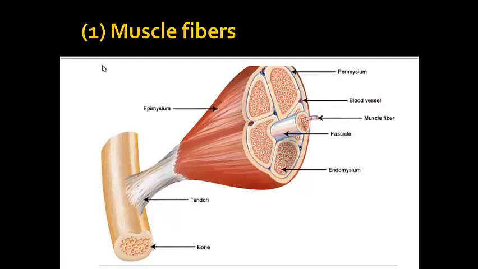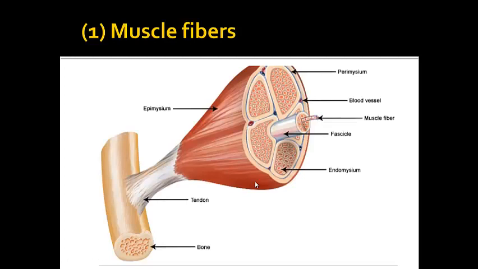In this picture we're looking at a cross section of a skeletal muscle, and you can see that it has a tendon and it's attached to a bone, so it's a skeletal muscle. The smallest structure that we find inside the skeletal muscle is what we call a muscle fiber. A muscle fiber is a skeletal muscle cell, and each muscle fiber is surrounded by a layer of connective tissue, which is generally very thin. This layer is called the endomysium.